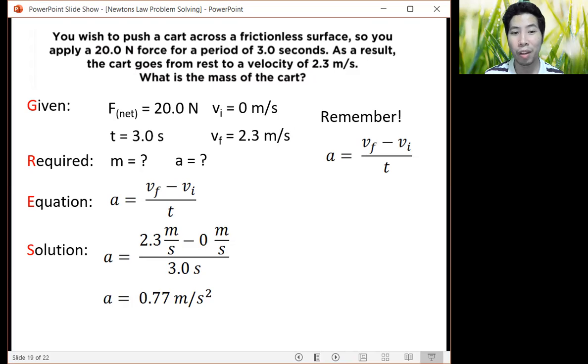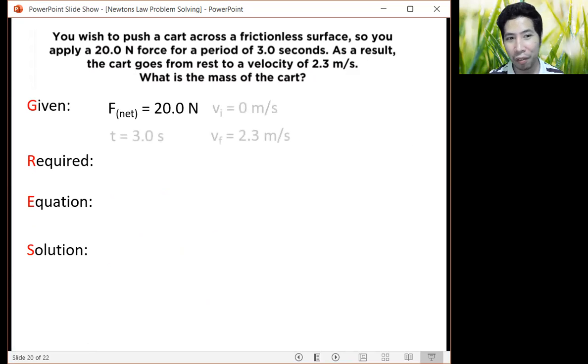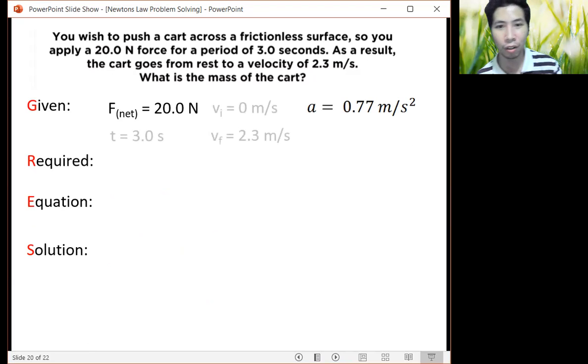Sir, am I going to stop solving the problem now? Not really, because you are looking for the mass of the cart. So we are just going to use the acceleration that we have found for us to be able to solve this problem. So we are going to focus on these two given now. We have the acceleration, which is equivalent to 0.77 meters per second squared. Let us remember that velocity and acceleration are different in terms of the unit of measurement. If it is meters per second squared, that is acceleration.